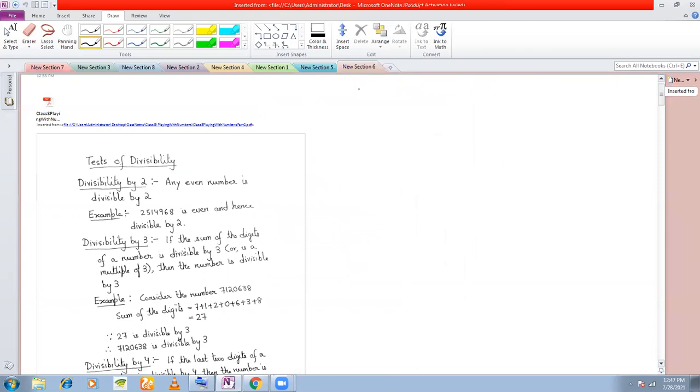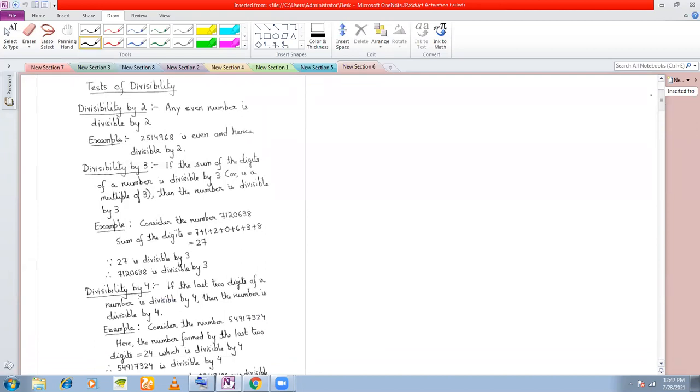We now move on to the next part of the same chapter, playing with numbers. The next part is tests of divisibility. This I wanted to discuss very badly because you will be needing this especially for prime factorization. While doing prime factorization, you will be using your tests of divisibility. So let's discuss this. I'm sure you must have done this earlier also, except for a few numbers. 2 and 3, I'm sure you have done.